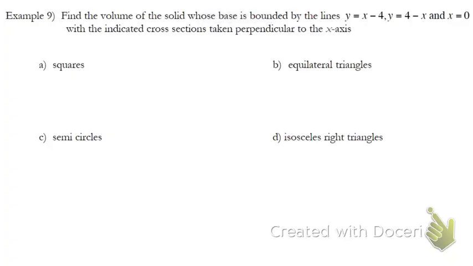It says, find the volume of the solid whose base is bound by the lines y equals x minus 4, y equals 4 minus x, and x equals 0 with the indicated cross sections that are taken perpendicular to the x-axis. So the first thing we probably want to do here is draw a picture. I'm going to white out some of these other ones just so that we can get a good idea of what this picture looks like.